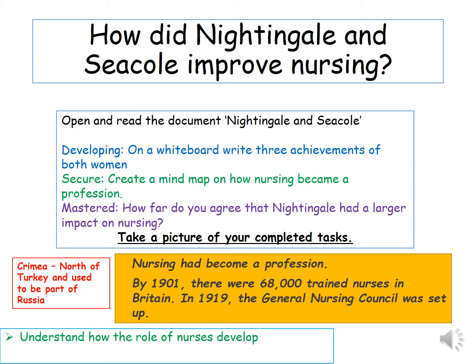For secure students aiming for a 5 and above, could you please create a mind map of how nursing became a profession and use examples from both women? And master's students, can you think about how far do you agree that Nightingale had the larger impact on nursing? I'd like you to have a think and to answer that in a PEEL paragraph.